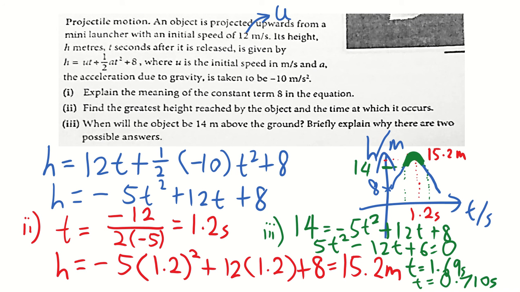So this is a quadratic equation. Therefore, we can have a maximum of two solutions. And then the minimum number of solutions is of course 0. So if the object will never reach 16 meters, for example, that is a 0 solution.